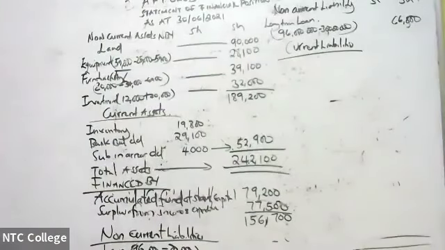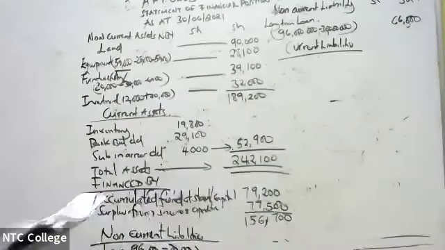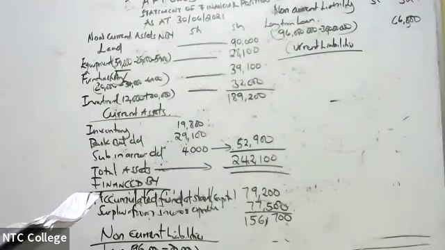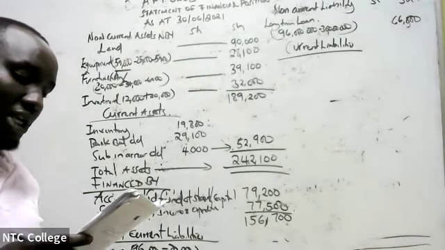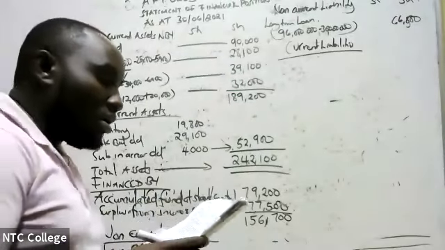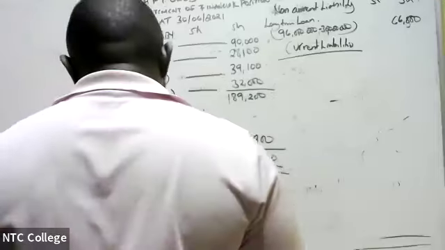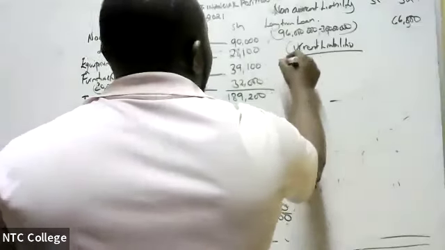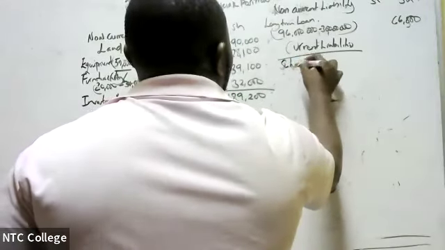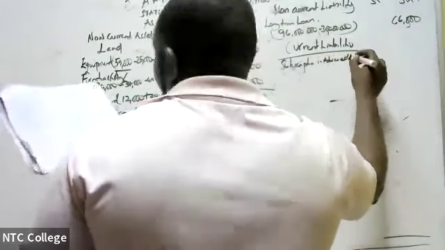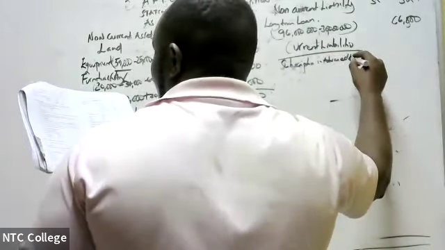So then we proceed to the next, which is current liabilities: subscription in advance at the end. Those are liabilities carried down. That should be a figure of 2,400.